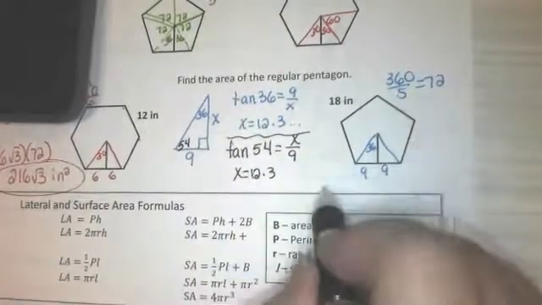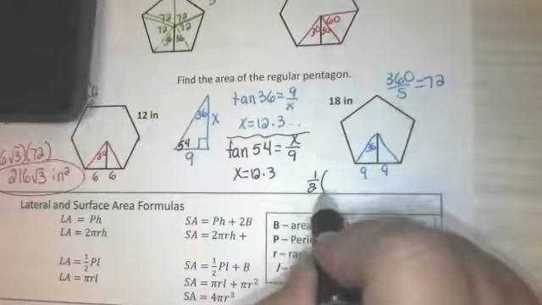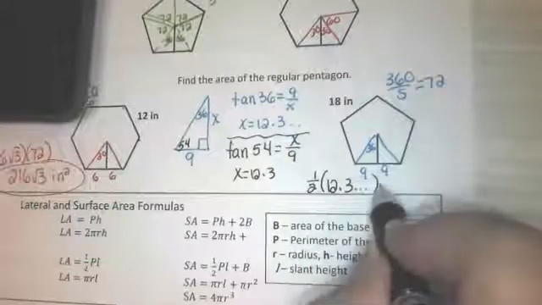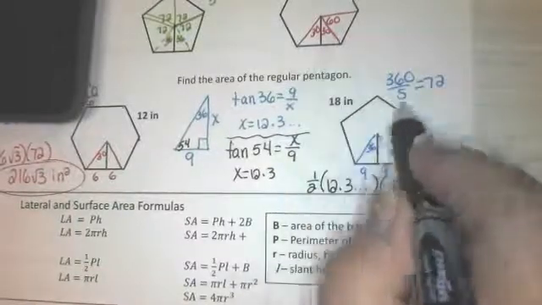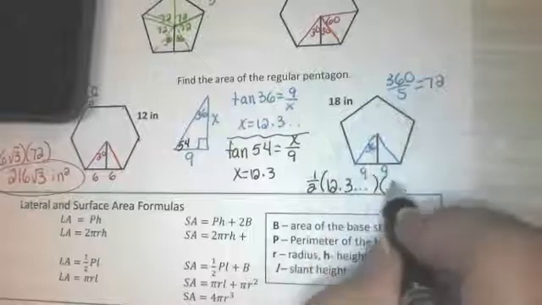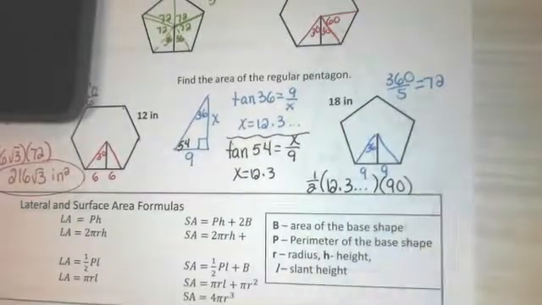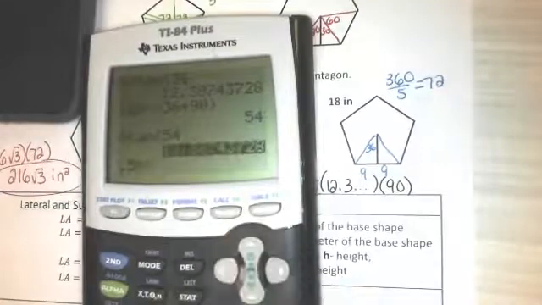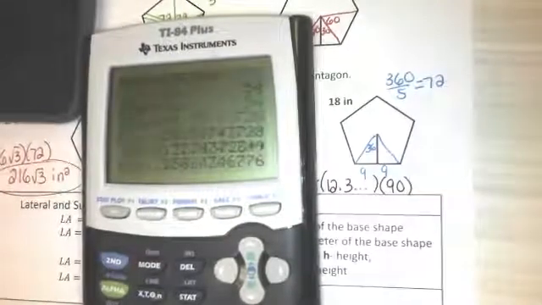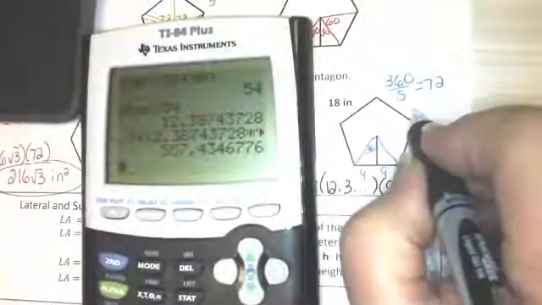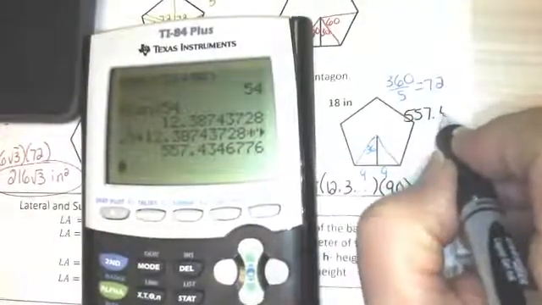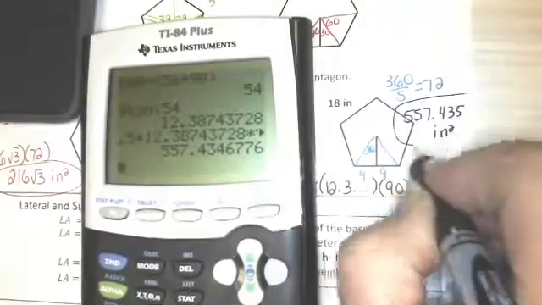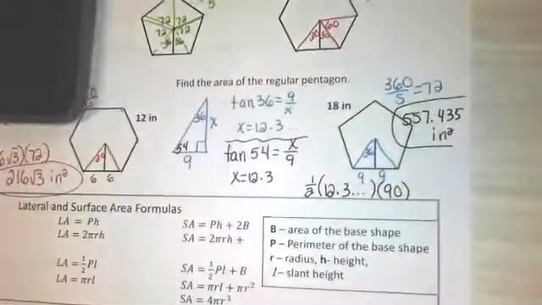So now I'm ready for my formula. 1/2 apothem, which was the 12.3. I'm going to use the calculator number. Perimeter, 18 on each side times 5 is 90. So I'll plug that in. 1/2 times the apothem times 90. I get 557.435 square inches for the area of my regular pentagon.